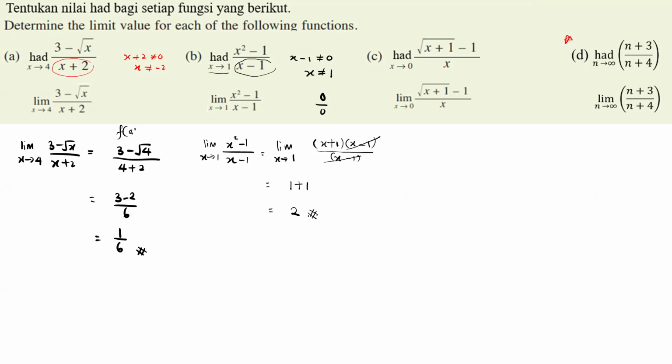Okay? So the idea of the graph will be something like this. You have x squared minus 1. Somehow, the graph of x squared minus 1 is like this.